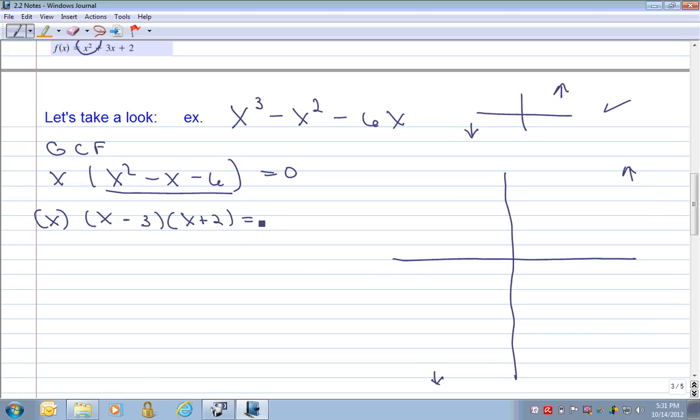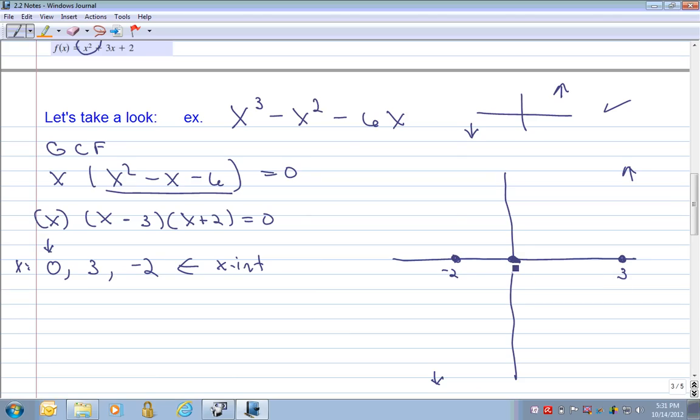All right, and so our zeros, we have 3 of them. We would have 0. These are your x values. You would have positive 3, and you would have negative 2. And those are your 3 zeros. So since those are also your x-intercepts, let's go ahead and plot those. So we have a 0 at 0. We have 1 at negative 2, and we have 1 at positive 3. All right, let's see what else we know.